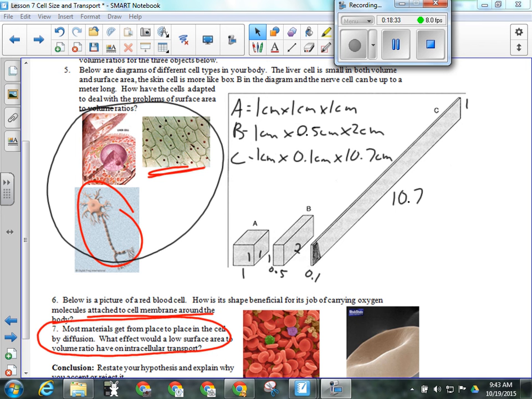I didn't give you the answer, I gave you the dimensions. I gave you the dimensions so you could calculate the surface area and volume of each one of those. Yeah?